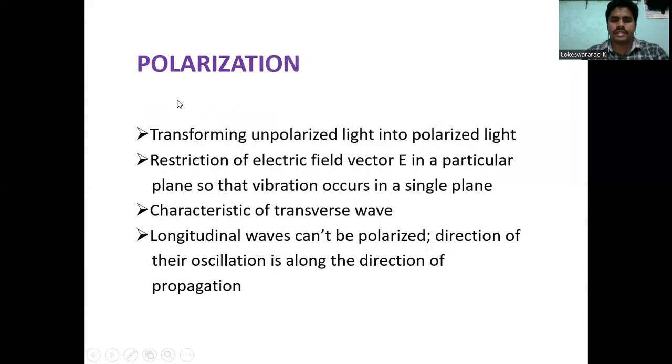What is polarization? Polarization means transforming unpolarized light into polarized light. That means the ordinary light is converted into one-dimensional light. We already discussed that unpolarized light consists of n number of vibrations. These are converted into one-dimensional vibrations. This phenomenon is called polarization.